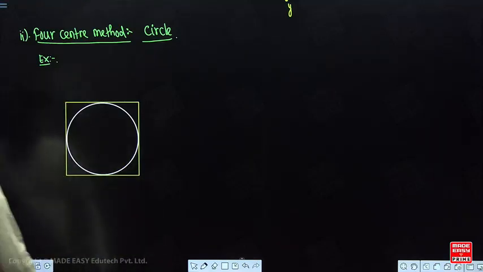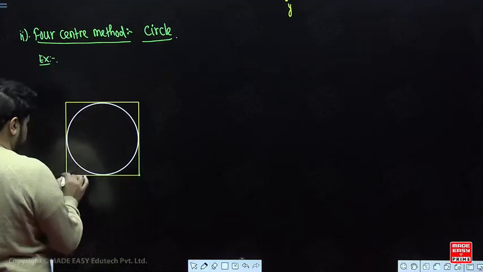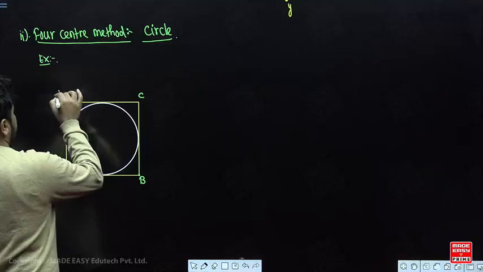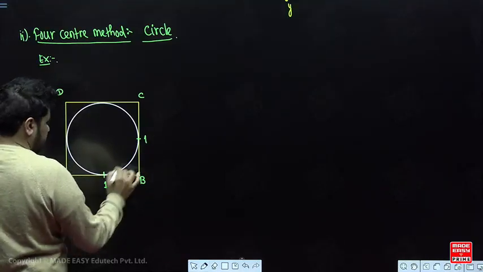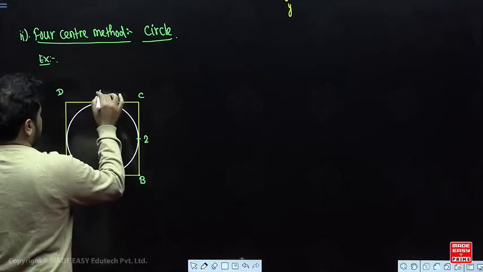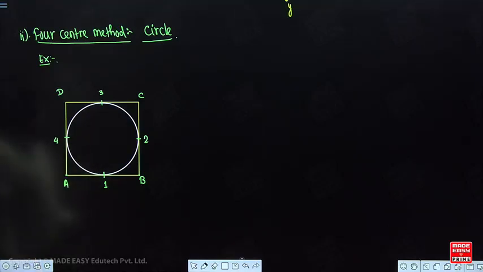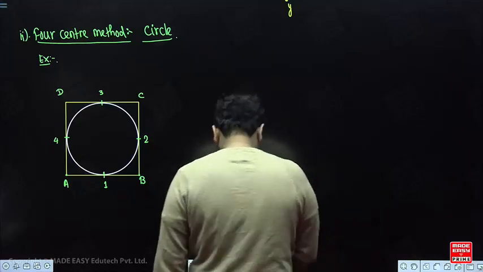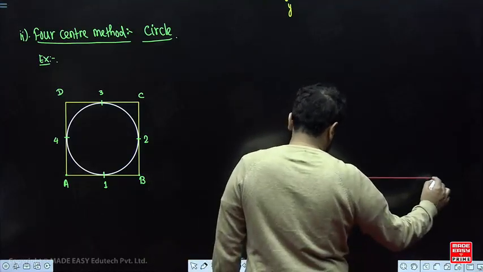Correct? So let us name it. Suppose this is A, B, C and D. Correct? These are the midpoints. Let us say this is your 1. Let us say this is your 2. Let us say this is 3 and let us say this is 4. Correct? So 4 center method. So draw line. Correct?